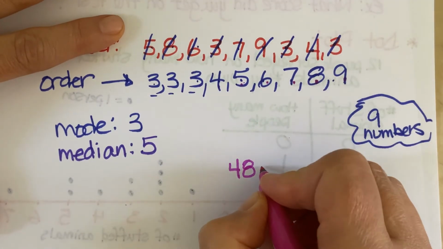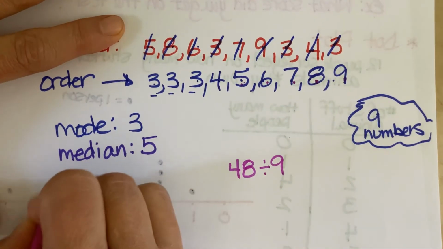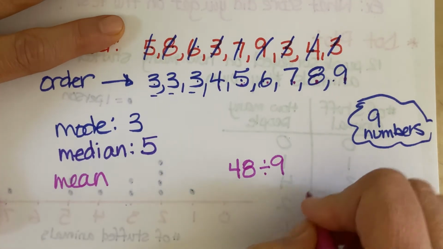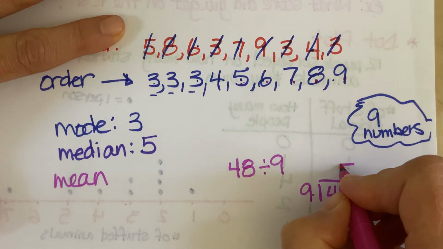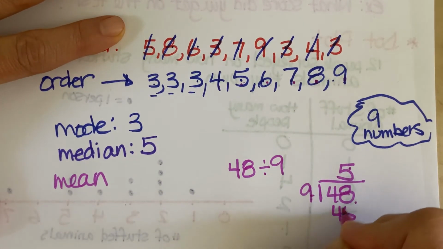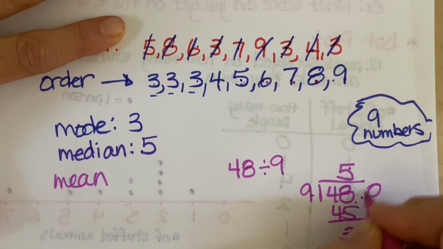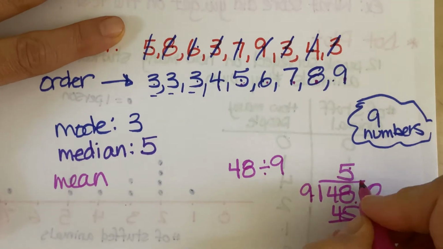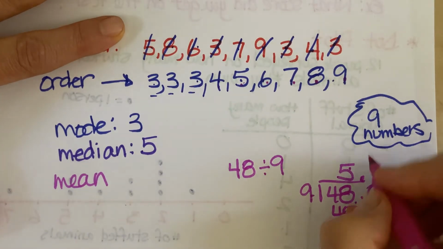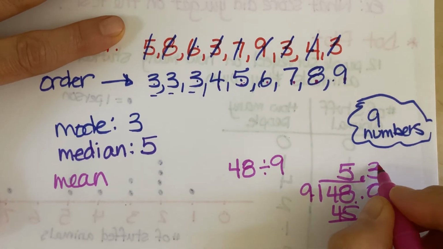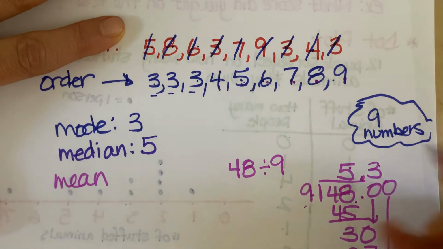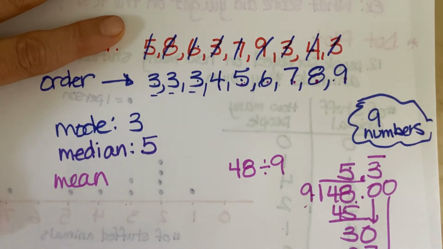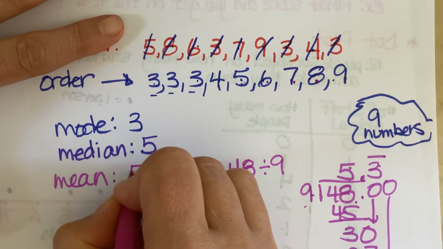I have 9 numbers. So I'm going to say 9 goes into 48. 9 goes in there 5 times. 5 times 9 is 45. I'm going to bring down a 0. 9 goes into 30 3 times. 3 times 9 is 27. And you're going to see it's going to keep repeating, okay? I could bring down another 0. So my mean is 5.3 repeating.